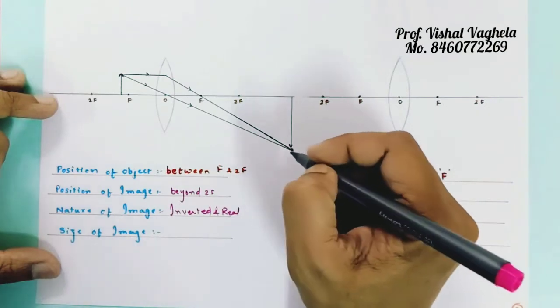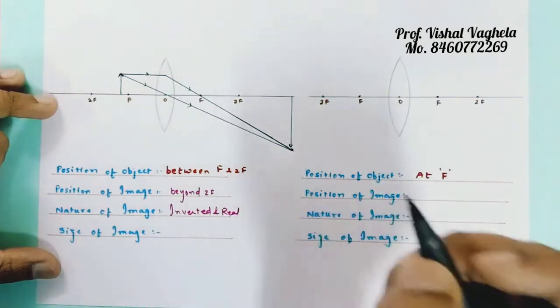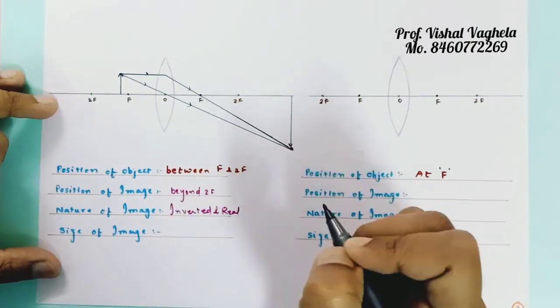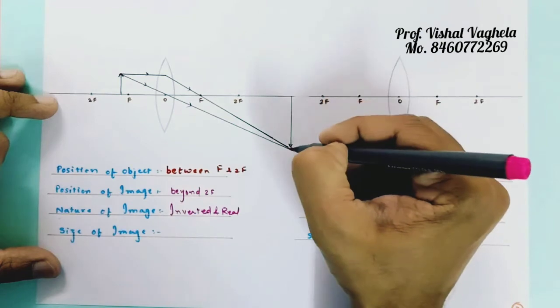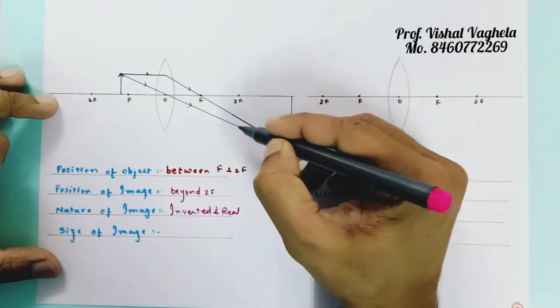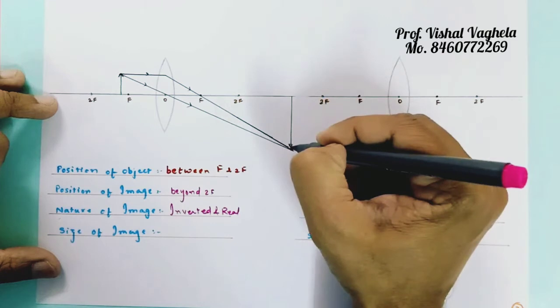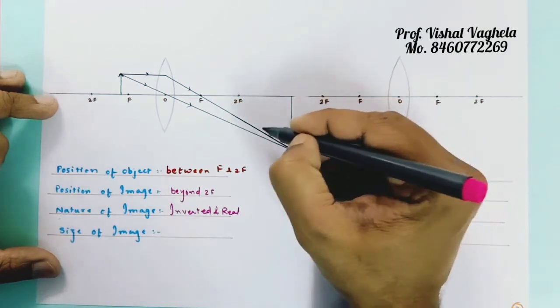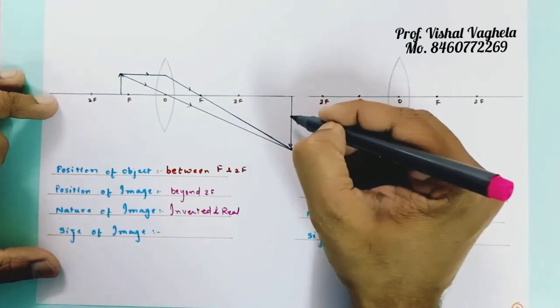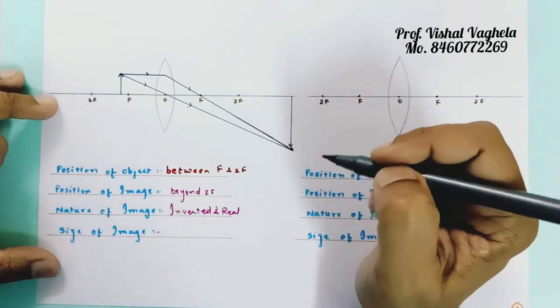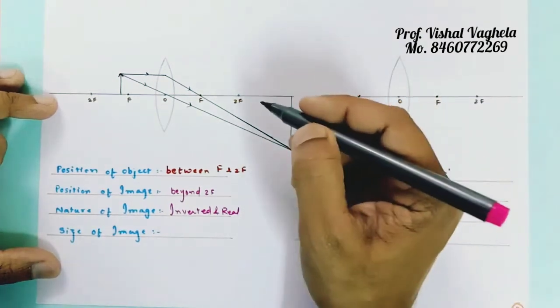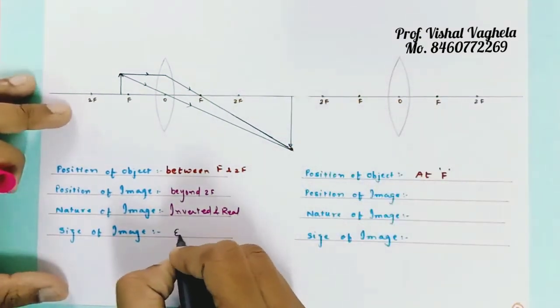Now about the size, I will tell you that if the point where the refracted rays are meet is way below the principal axis, then the size of the image would be very large. But if these two rays are meeting somewhere over here, then this point is very near to the principal axis, so the image size would be very small. If the point where refracted rays are meeting is very far away, image size is very large. So here we can see it's an enlarged image.